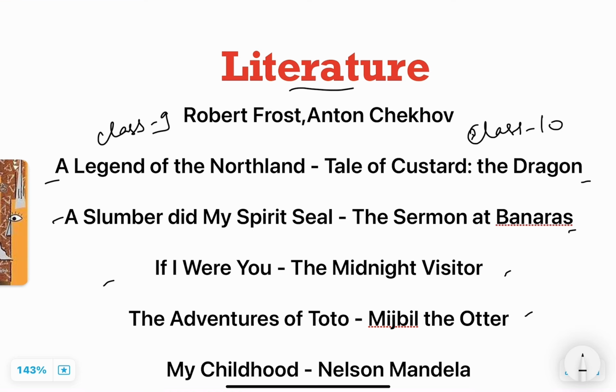First of all, 2 writers are common. One is the poet Robert Frost. In class 9, you read the poem The Road Not Taken, written by Robert Frost. In class 10, poems number 1 and 2 are written by the same poet, Robert Frost. Next is Anton Chekhov, the writer who wrote your play If I Were You. In class 10, we shall read the play The Proposal, also written by the same writer, Anton Chekhov.